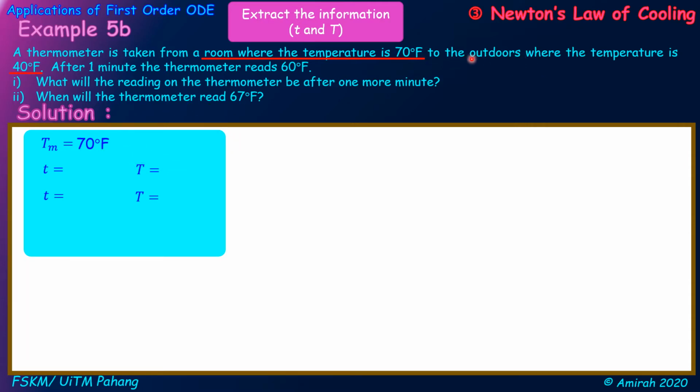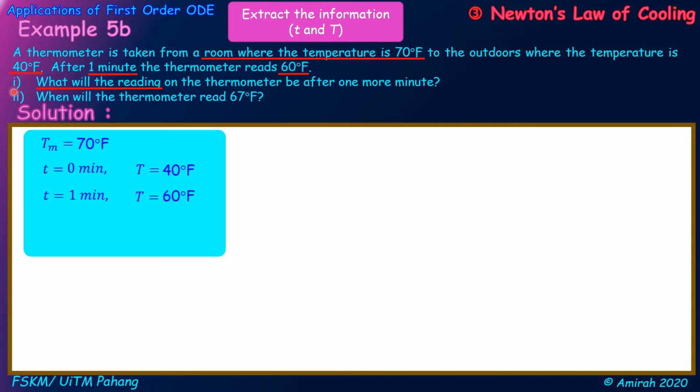After that, outdoors where the temperature is 40 degrees Fahrenheit. Means our initial temperature equals to 40 degrees Fahrenheit. So we can write time equals to 0 minute and temperature equals to 40 degrees Fahrenheit. Next, after 1 minute, means time equals to 1 minute. The thermometer reads 60 degrees Fahrenheit, so the temperature equals to 60 degrees Fahrenheit.